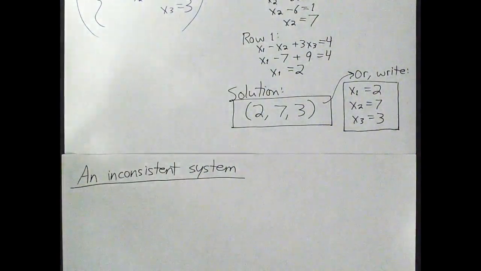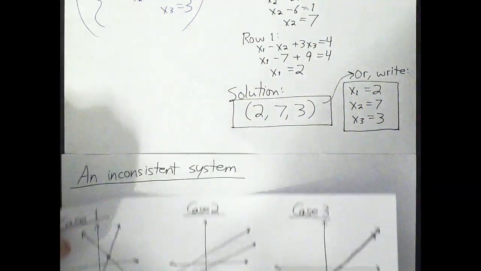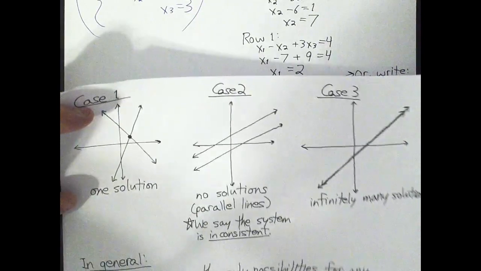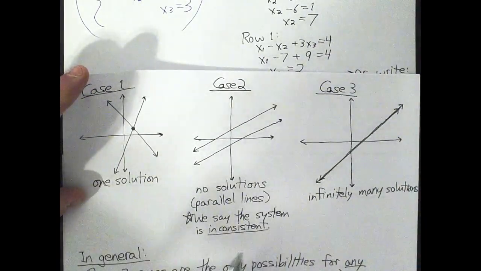So we haven't seen that yet. How about this? Do you even remember what that means? I'm going to remind you of something we said earlier. Let's point it out: an inconsistent system. Earlier, when we did these 3 cases, there was case 1, case 2, case 3. We said case 2 is when you have no solutions, we say the system is inconsistent.